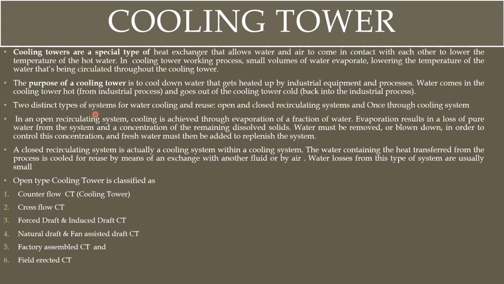Two distinct types of systems for water cooling and reuse are open type and closed recirculating systems. The third one is once-through cooling system. In an open recirculating system, cooling is achieved through evaporation of a fraction of water. Evaporation results in a loss of pure water from the system and a concentration of the remaining dissolved solids. Water must be removed or blown down in order to control this concentration of the total dissolved solids, and fresh water must be added to replenish the system due to the vapor loss.